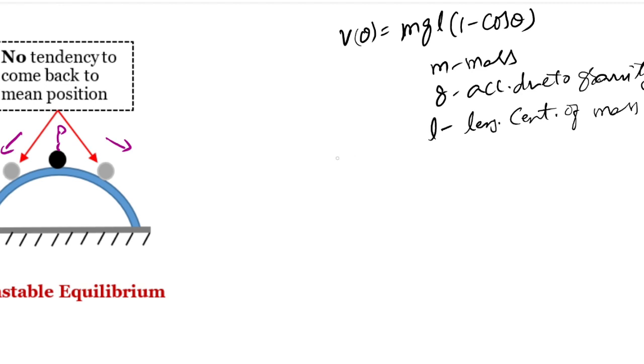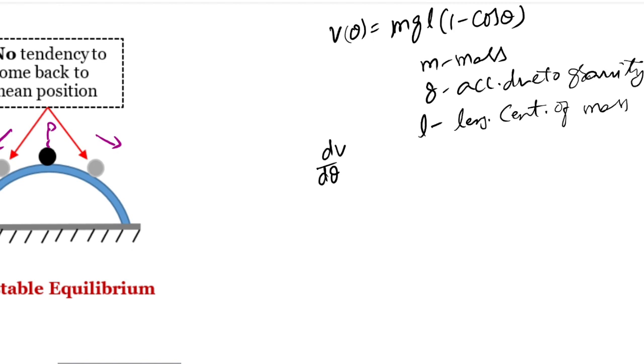Okay, so in this case, what is the first derivative? dV by d theta. Here the variable is the angle. So it will be nothing but mgL sine theta. Right? So at theta is equal to 0, this quantity will become 0. It will yield 0. So that means it represents an equilibrium state.